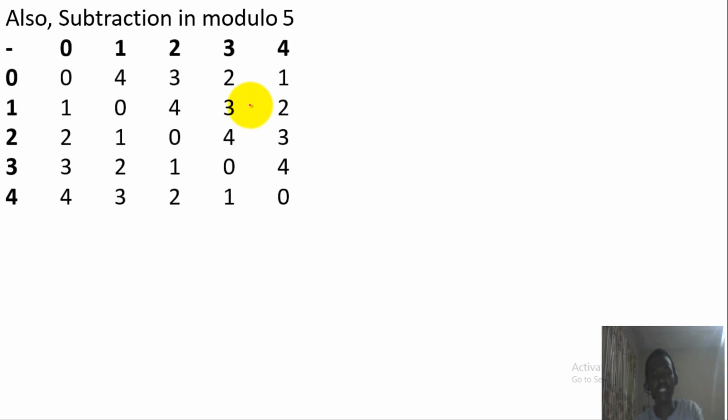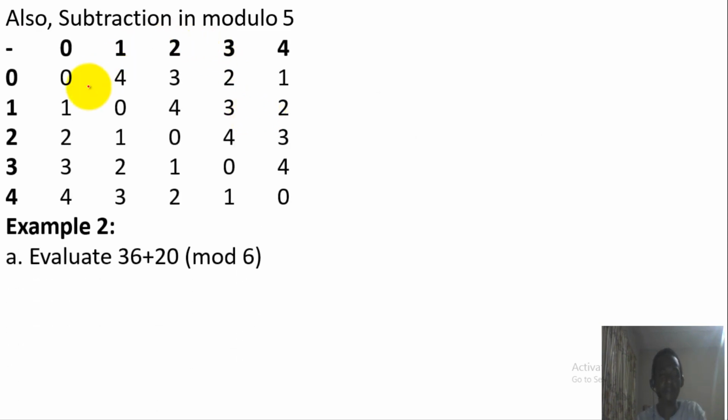And basically for this, I have the table already. This is how the table is formed. Now, when you look at this particular example, the example I have here is to evaluate 36 plus 20 in mod 6. You need to understand that in mod 6, this is addition in modular arithmetic.